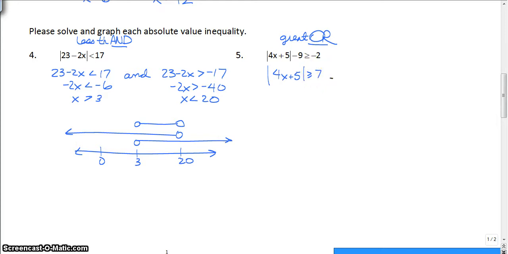So that's the first part of it. You have to add the 9 to the other side first. So now what we do is we take our inside and we set it greater than or equal to 7 and less than or equal to a negative 7. This is an OR statement. Solve both of them.